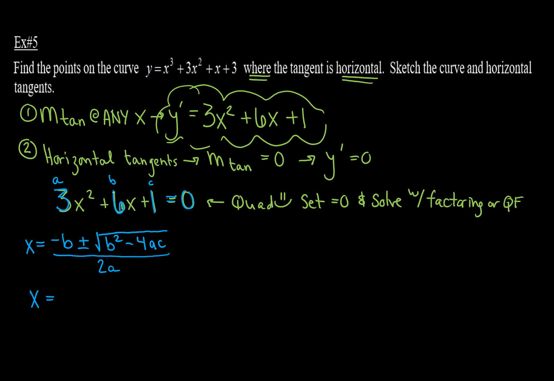All right, negative b is going to give me a negative 6. So I'm going to have negative 6 plus or minus the square root of 6 squared minus 4 times my a value. Remember that a is 3. Times my c value. Remember that c is 1. And that's going to be all over 2 times a, which is going to be 2 times 3.